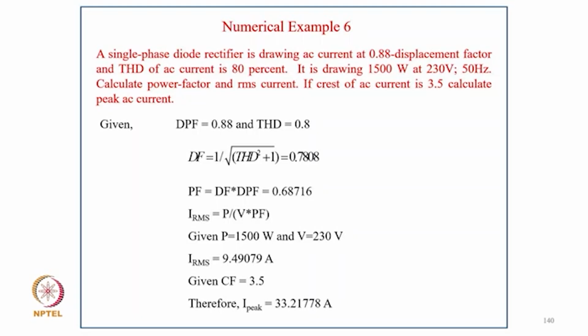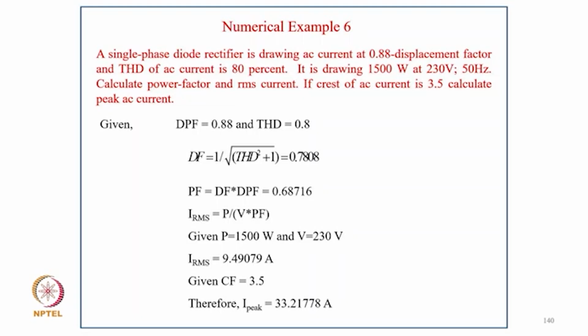The crest factor of current is 3.5. So the displacement factor is 0.88. Total harmonic distortion is 0.8, so the distortion factor is 1 upon root of THD square plus 1, that becomes 0.7808. Power factor is DF into DPF, so multiplication of both gives 0.6876.